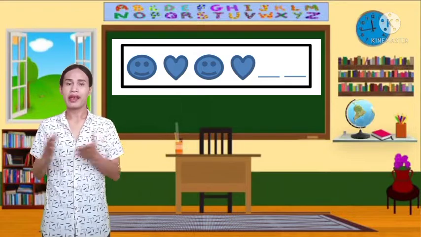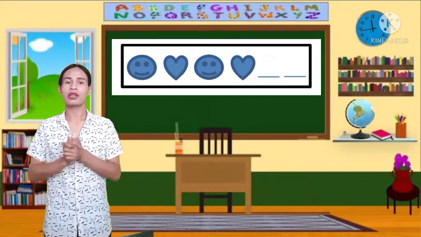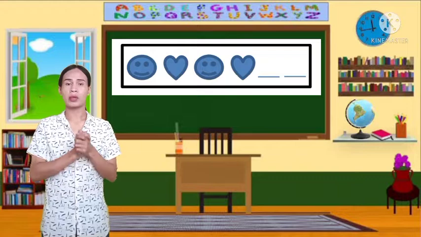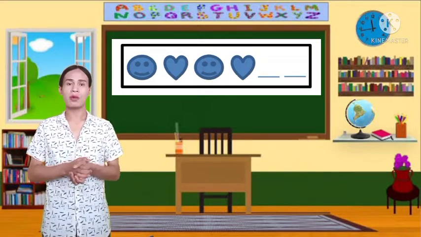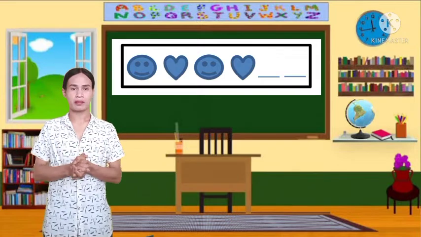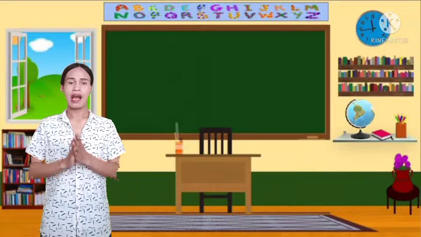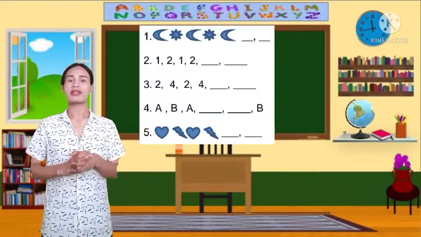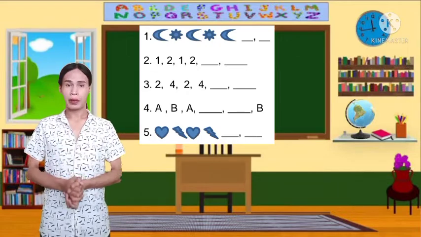That is right. In order to find the missing objects in the pattern, you have to look for the first and the second object drawn in the pattern. By doing this, you will know how the pattern is going to be if we will continue or extend it. And we will have an activity. I will show you a pattern and you will draw the next 2 patterns. So, here's the pattern. Are you ready? Great. Let us begin.